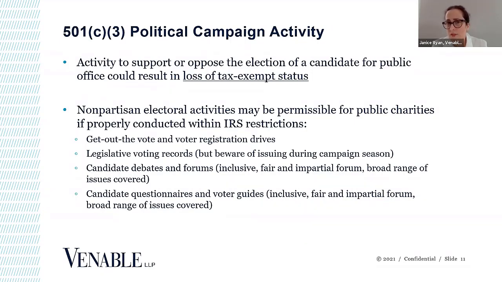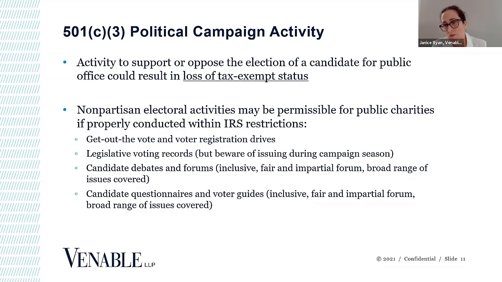We are not in the thick of an election season right now for the most part, but there are state and local elections going on right now. And it's important to distinguish between lobbying and campaign activity. In the course of your advocacy, it may be that you want to, as a 501(c)(3) organization, explain to candidates your positions on various policy issues, and that is okay. But what is not okay is that you cannot engage in activities to support or oppose those candidates.